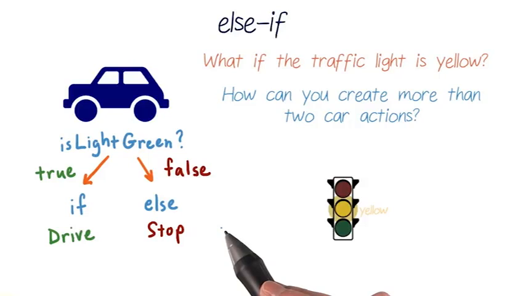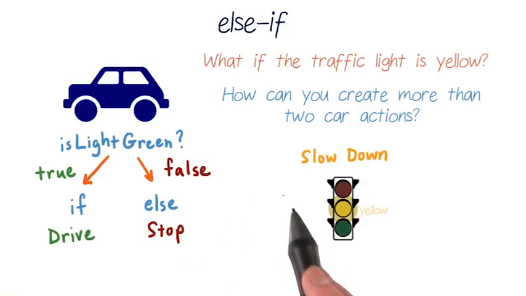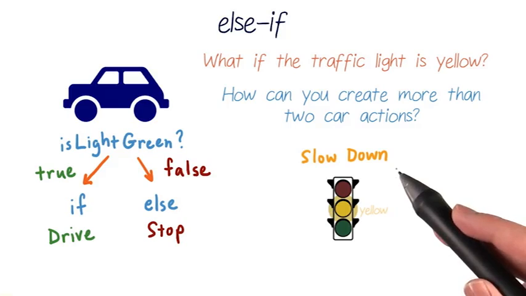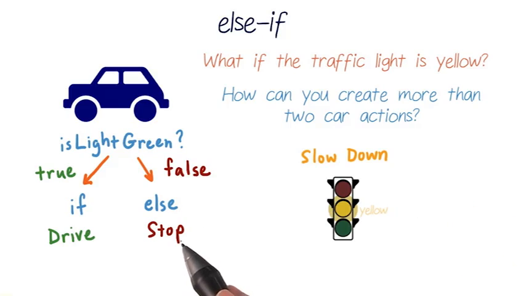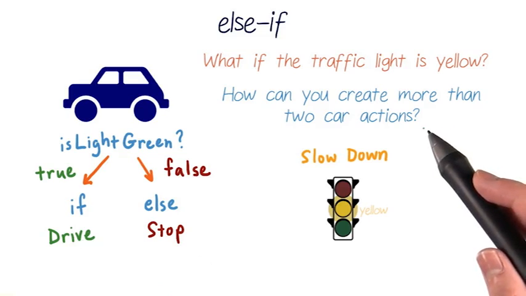There are lots of decision-making scenarios that require more than two pathways to take. Like for our self-driving car, what if the traffic light it sees is yellow? We might want to tell the car to perform some other action, like slow down. But right now we only have the options to stop or to drive. So how can we build off our if-else statement to include more than these two options?